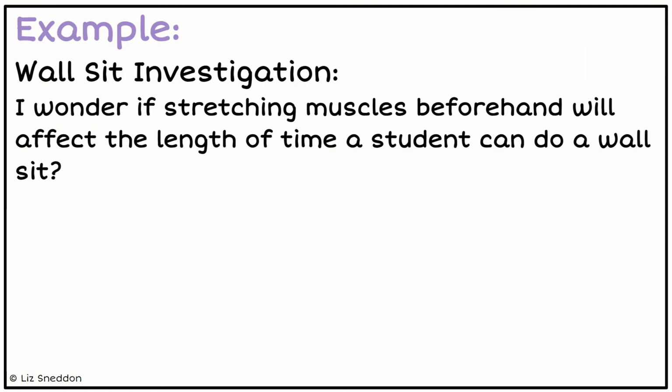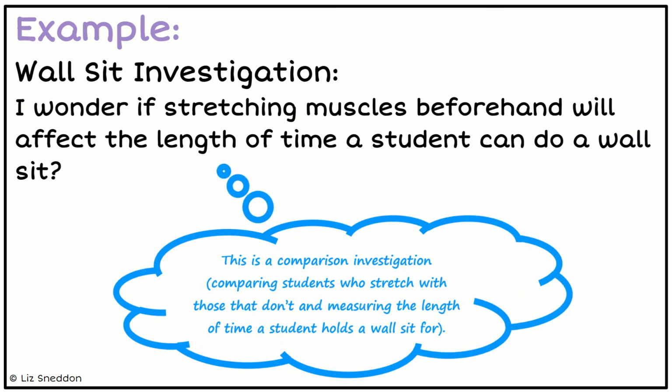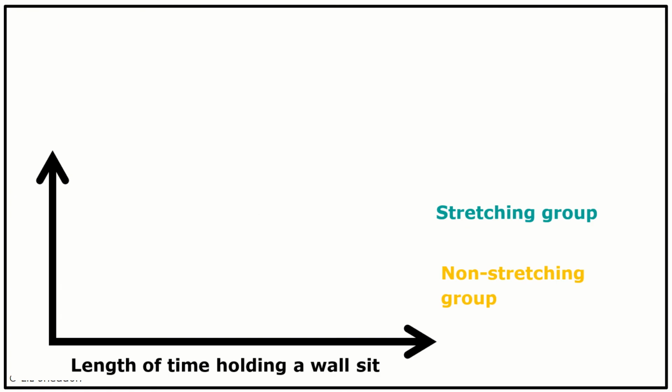So let's have a look at an example and let's go through the process. I've got my Wilson investigation, and the question was, I wonder if stretching muscles beforehand is going to affect how long they can do a wall sit for. I know it's a comparison investigation, and we want to compare the students who stretch and those that don't, and we want to measure the time that they hold the wall sit for. So if I think about my graph, I've got my length of time along the x-axis, and I've got my two groups, stretching group and non-stretching group.